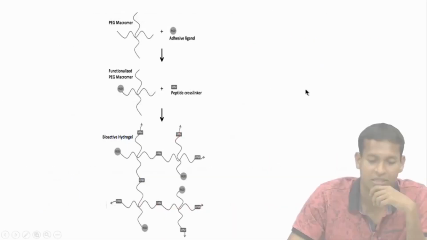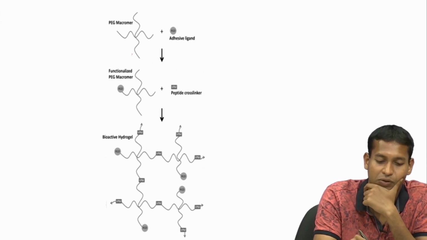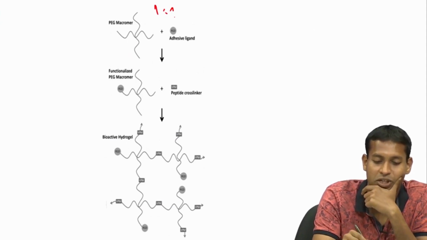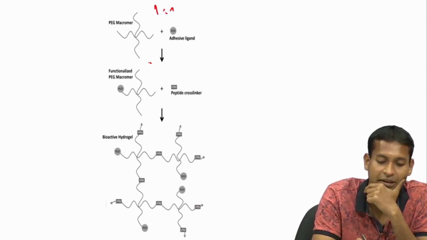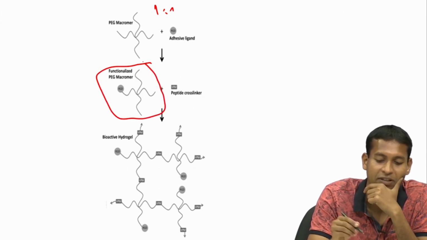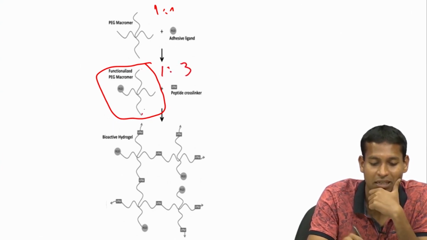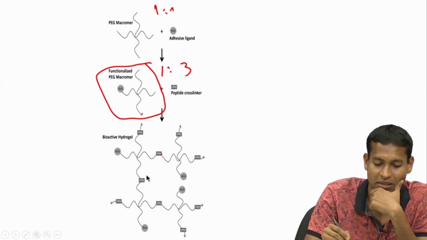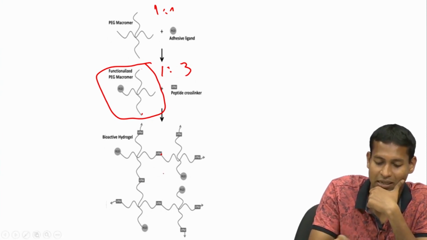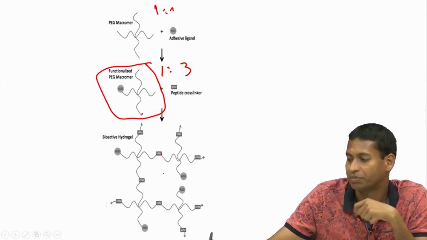So, here you go, here is just the same thing that I just drew. So, you first react it at a 1:1 ratio. So, you essentially get PEG functionalized with RGD, and then you mix this with the ratio of, let us say, 1:3. So, now you have 3 sites on which all the VPM gets bonded as well as starts cross linking throughout the network.